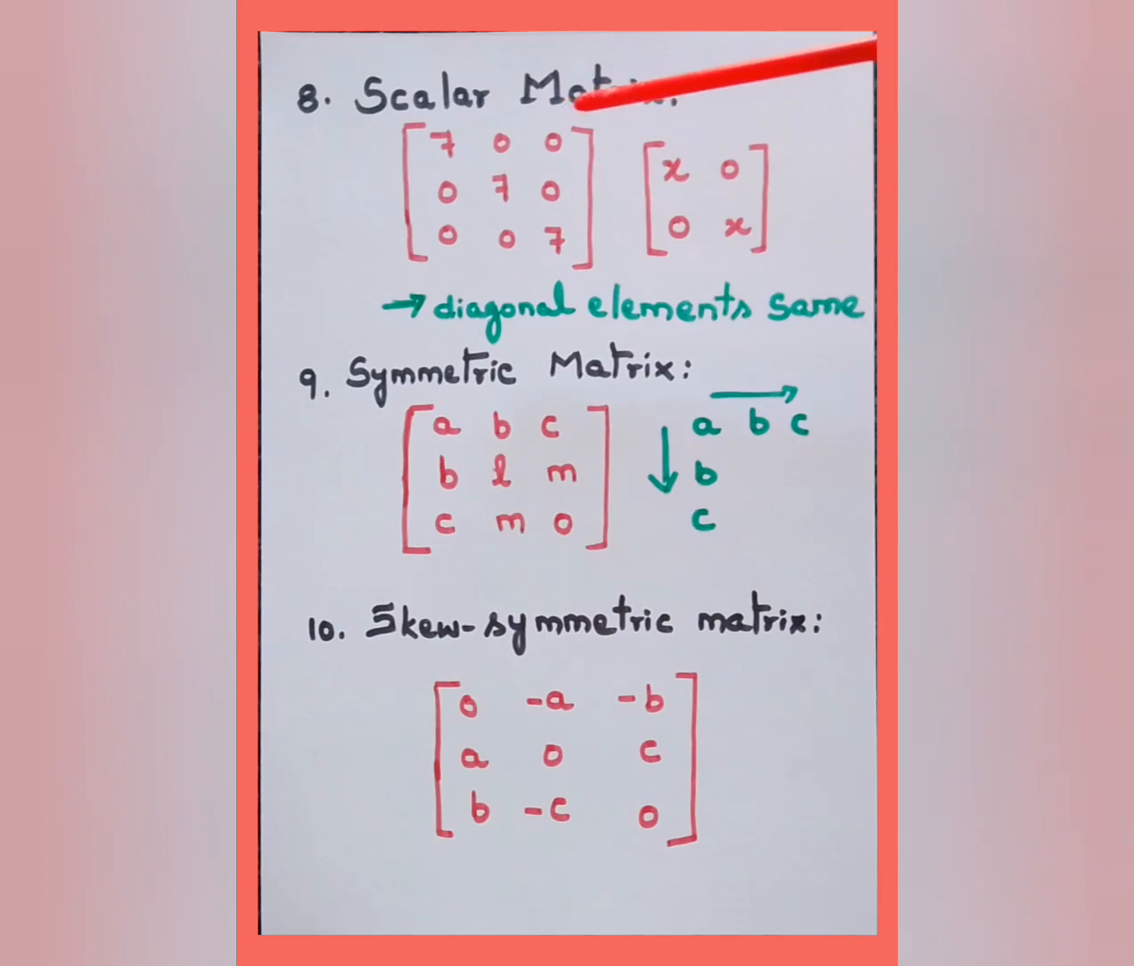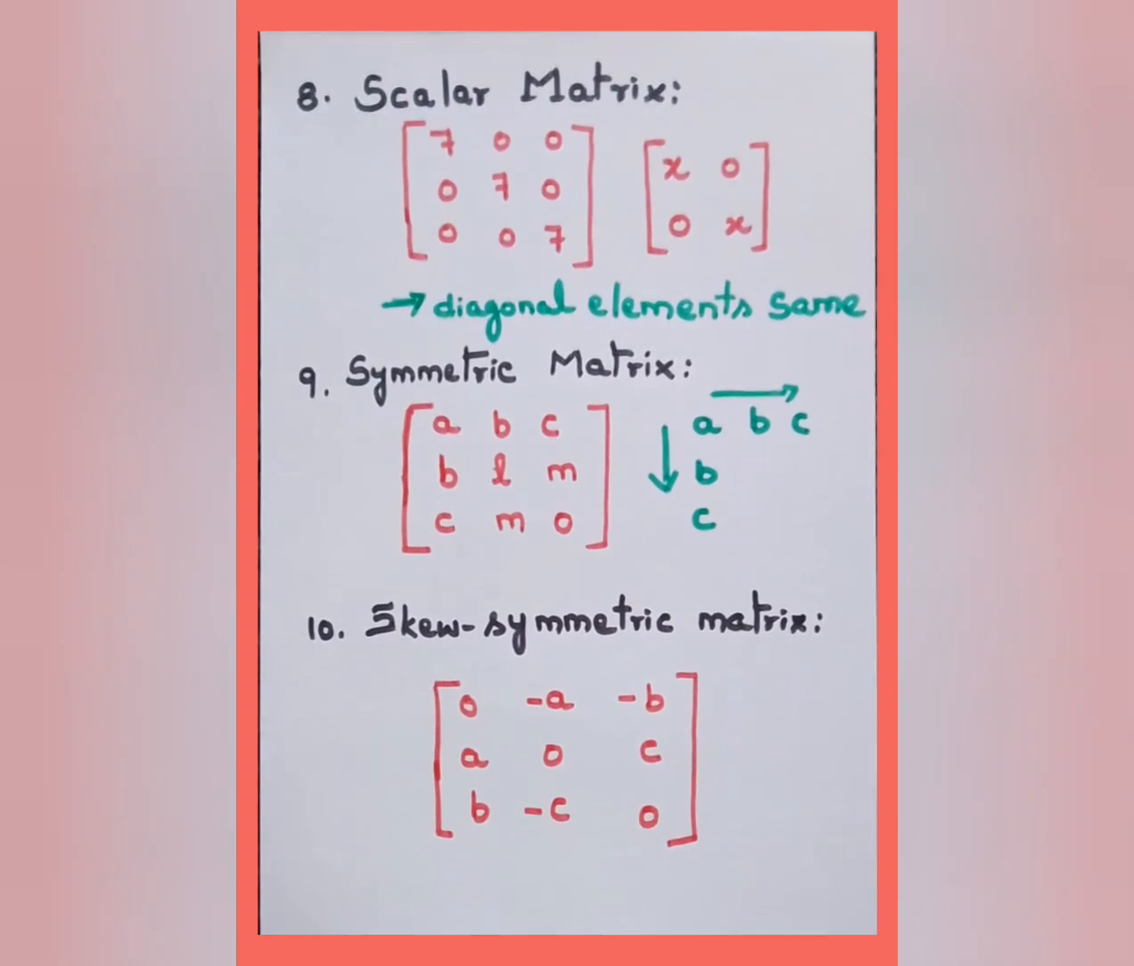A scalar matrix is a square matrix in which all the elements in the principal diagonal are the same. You can observe here in this example, the elements in the principal diagonal are the same, and here the rest of the elements are 0, right? And moving to the next type of matrix, symmetric matrix.